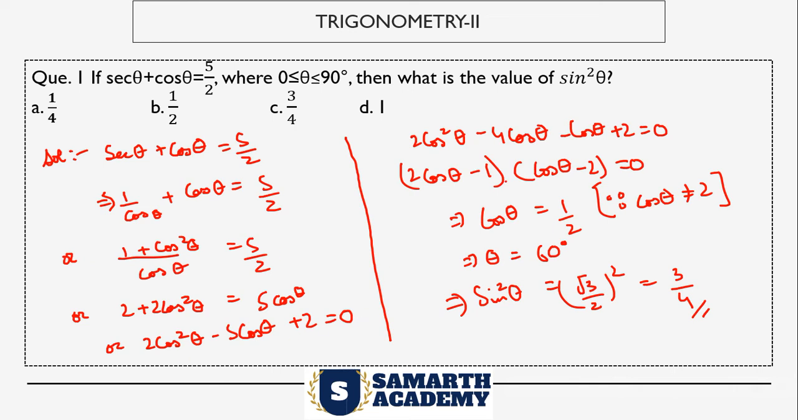So it becomes a quadratic equation which has a solution at either cos equal to 2 or cos equal to 1 by 2. Since cos is not possible to exist beyond 1 and less than minus 1, this becomes null and void. So cos equals 1 by 2. It implies theta is equal to 60 because we had the value in the first quadrant, right? So sine square theta is equal to root 3 by 2 whole square, equal to 3 by 4.